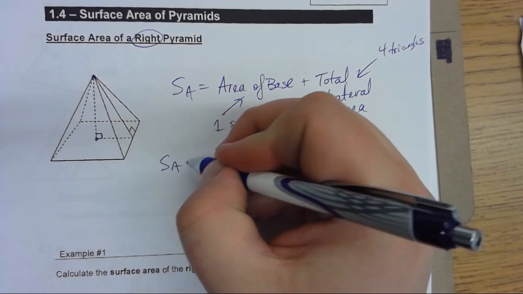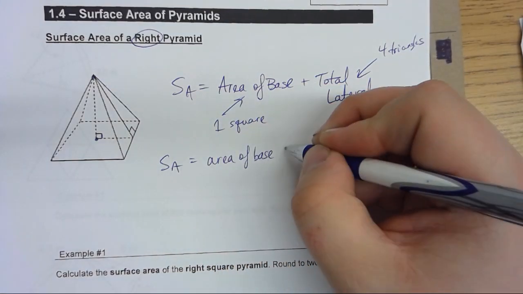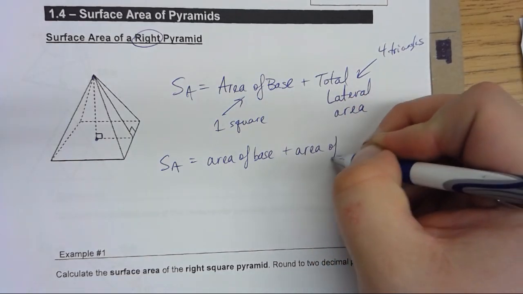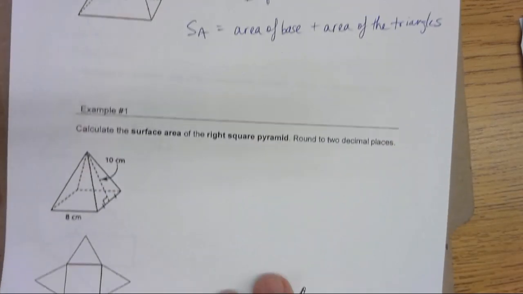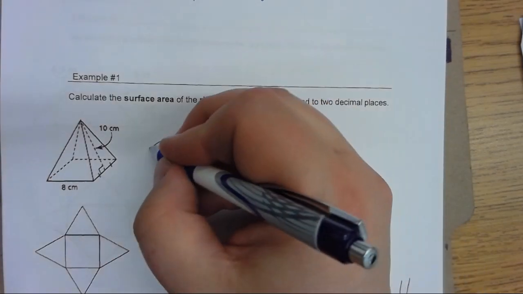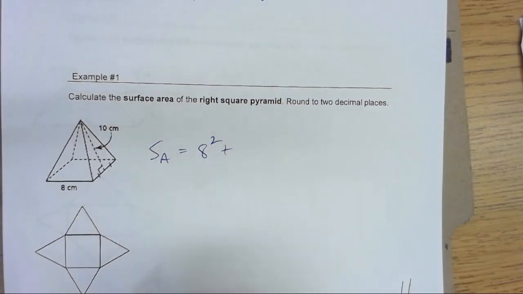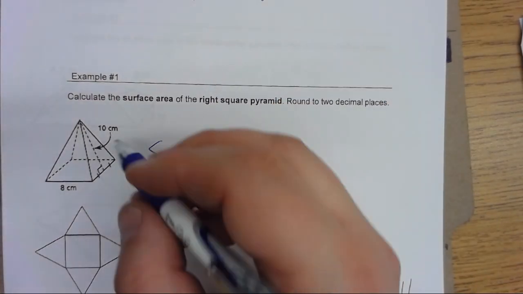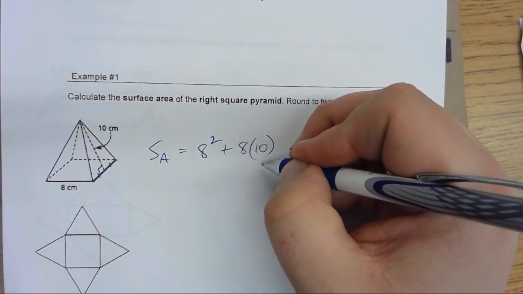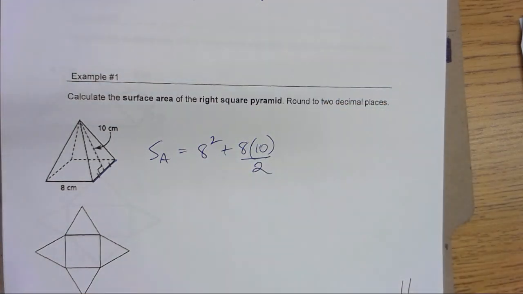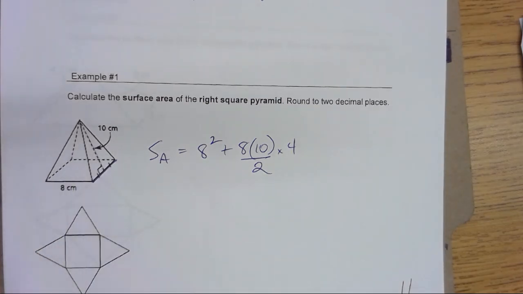So my surface area is the area of the base plus the area of the triangles. All right, let's put that into practice down here. So the surface area here is the area of the base, which is a square, so it's 8 squared. Plus the area of one of these triangles is base, which is 8, times height of 10. But remember, the formula for the area of a triangle is base times height divided by 2. Oh yeah, and there's 4 of them, because there's 4 triangles that make up this pyramid.